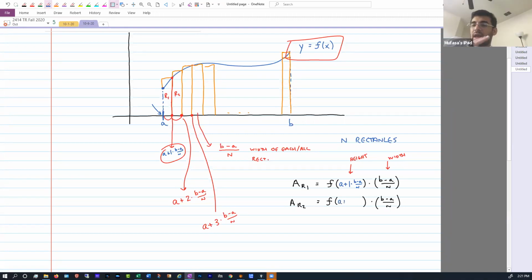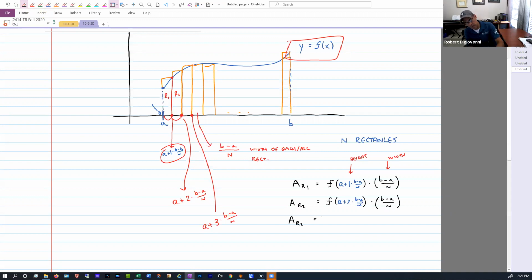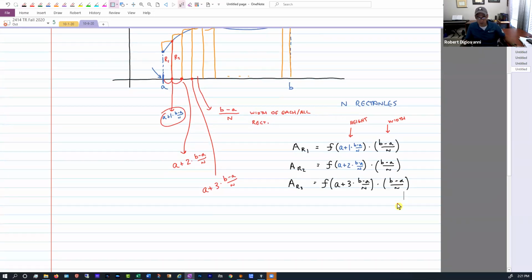And then we won't have an exact calculation for it. Hang tight, it's coming. Don't worry. I just want to be able to build the formula first. So the area of the third rectangle should be the function evaluated at A plus 3 jumps of b minus a over n, times the common width that we had. And that would happen for every single one of these, right?